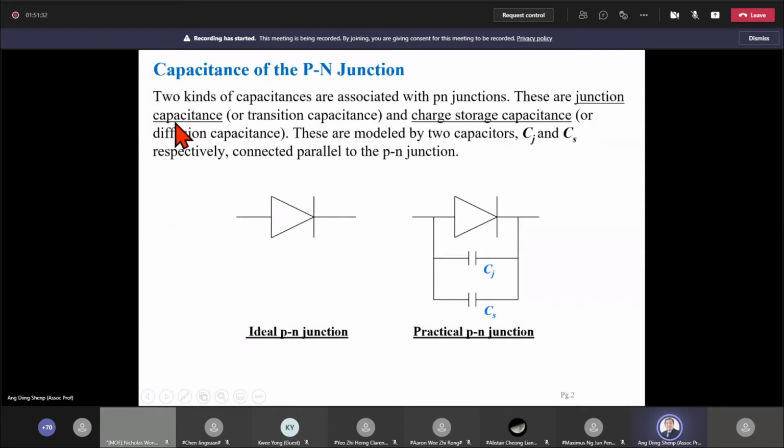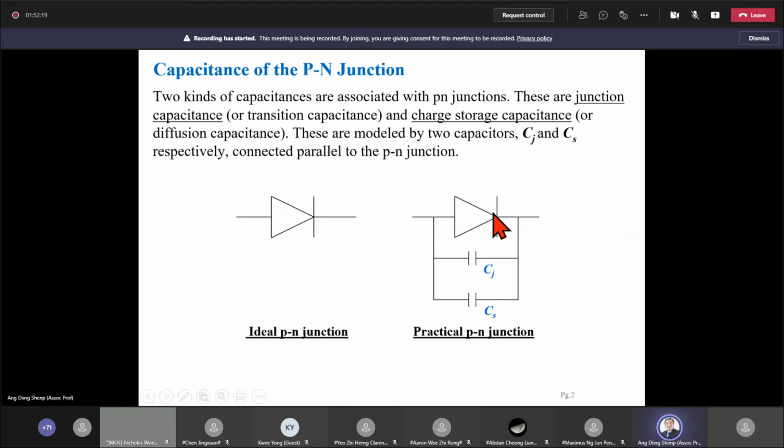The first one is the junction capacitance, or sometimes people call it the transition capacitance. And the other type is called the charge storage capacitance or the diffusion capacitance. Later on, we will discuss in detail each type of capacitance and examine the origin behind their existence. Now, in a real, practical diode, the two capacitances play a very important role in the transient response of the diode. I will end the discussion with an example on how the capacitances can affect the transient response of the diode, in particular the turning off and turning on speed of the diode.